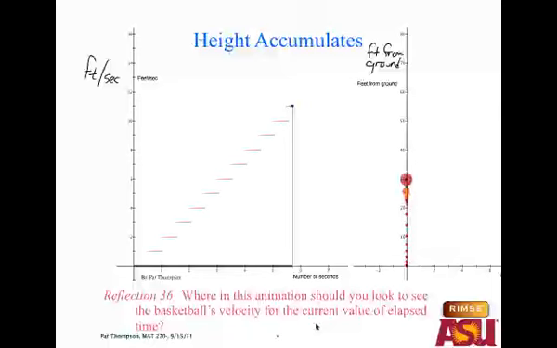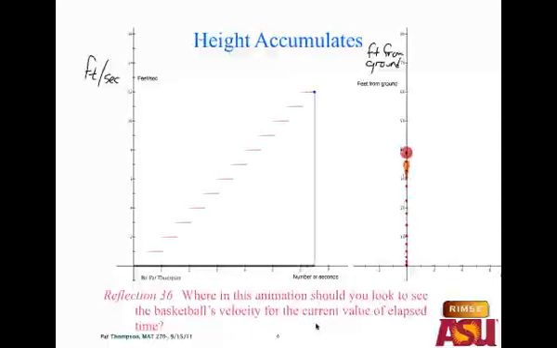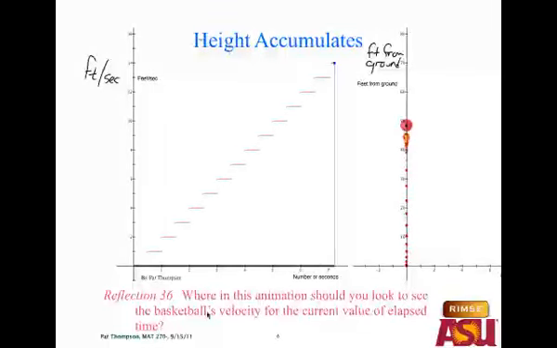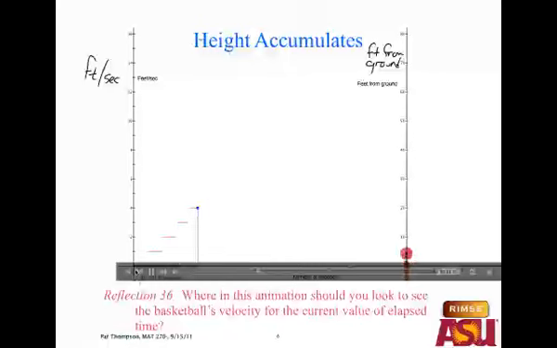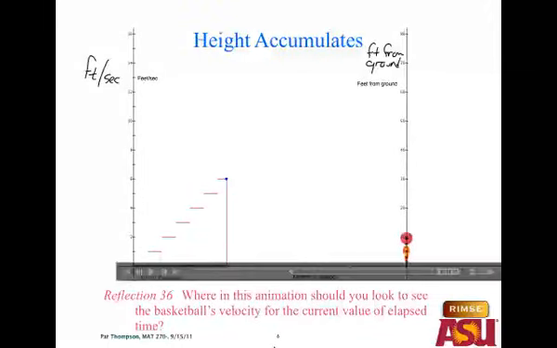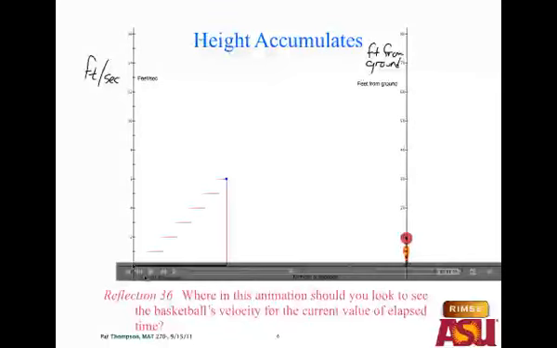Where should you look to see the basketball's velocity for the current value of elapsed time? Where should you look, Austin? The y-axis of the left graph. You agree? So we come along here and boom, paused. What's the current number of seconds? 3.2, 3.3. And what's the velocity of the ball? 6 feet per second at this current value of time. Make sense?